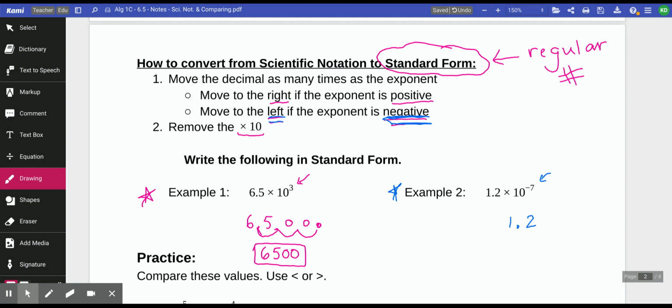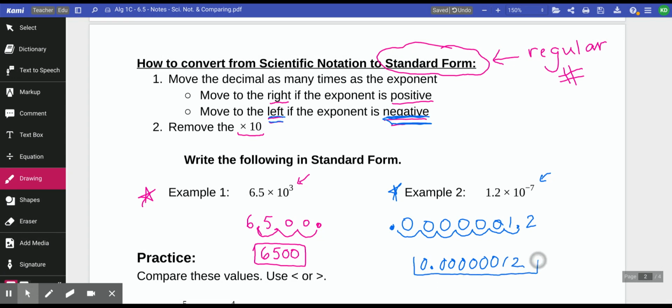Including from to the right of the 1 to the left of the 1, that's 1, 2, 3, 4, 5, 6, 7. Then I'm going to fill in 1, 2, 3, 4. Okay, so I moved my decimal 7 times, and I had to add 6 zeros there, right? So I have 0.1, 2, 3, 4, 5, 6, and then our 1 and our 2. So here is our actual number. We had to move our decimal 7 times, and that's only 7.